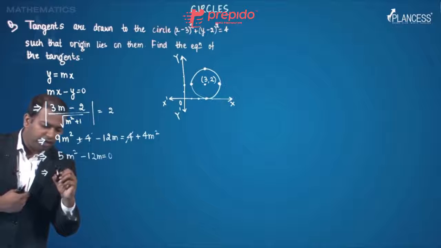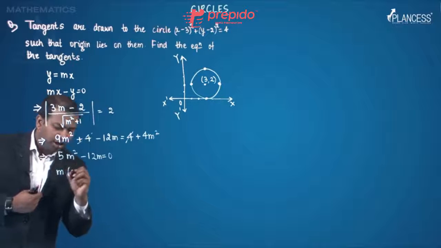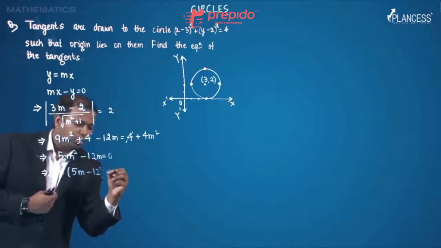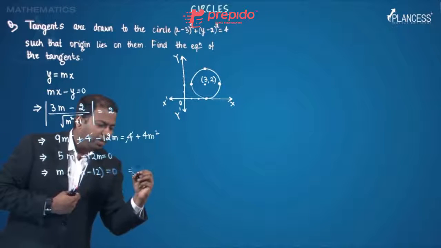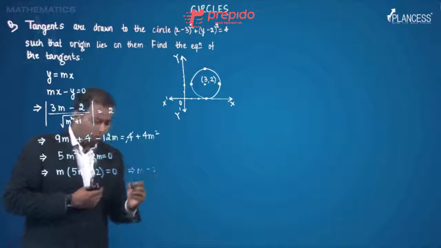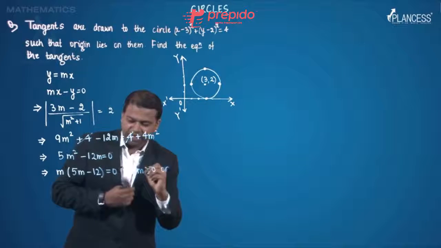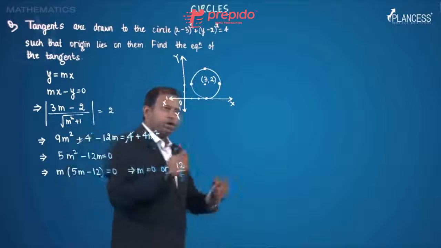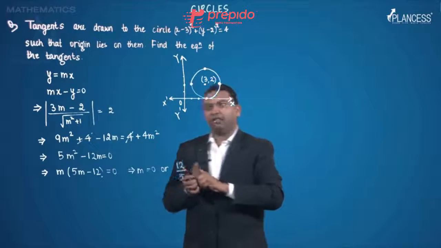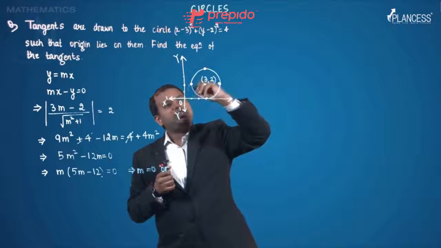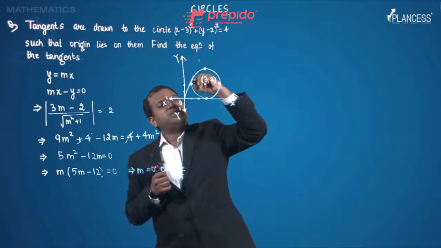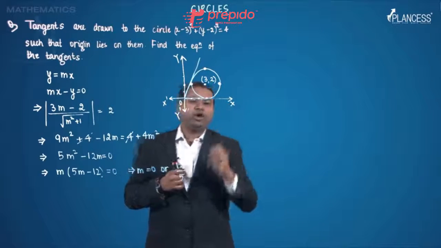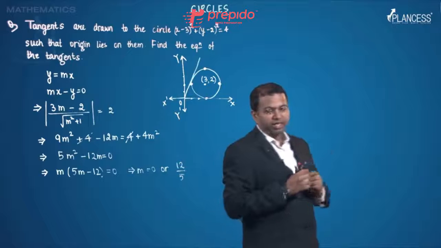From here we take m common and we are left with 5m minus 12 equal to 0, which means m can either be 0 or m can take the value 12 upon 5. Now, if you see from the diagram itself, we can draw two tangents. One tangent will be something like this, and the x-axis is another tangent which was clearly evident in the first case itself.